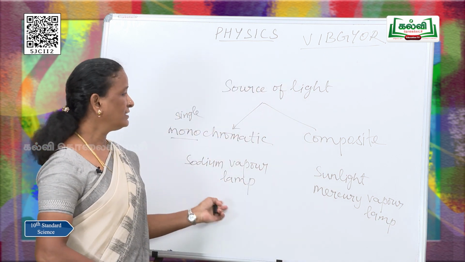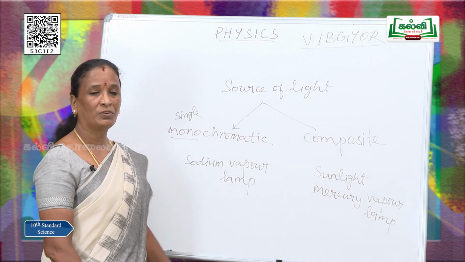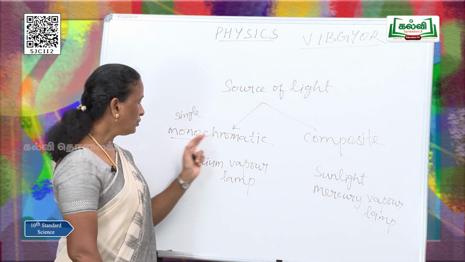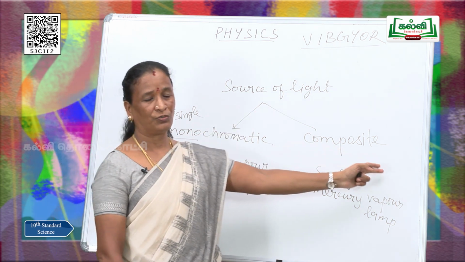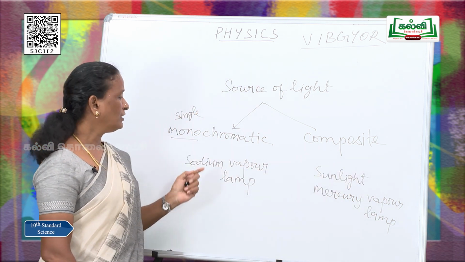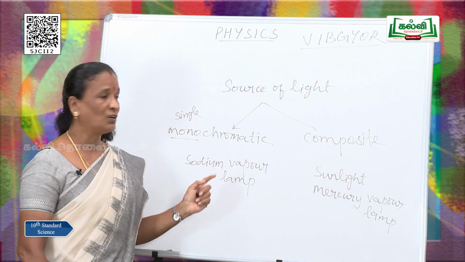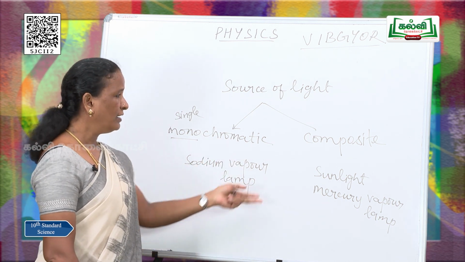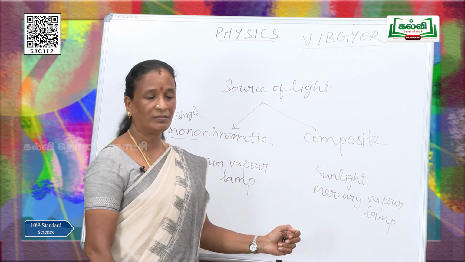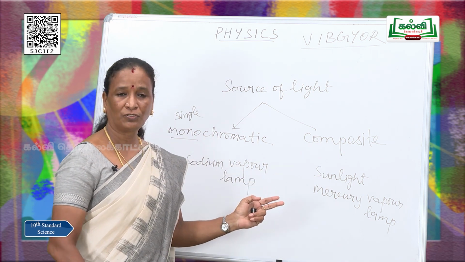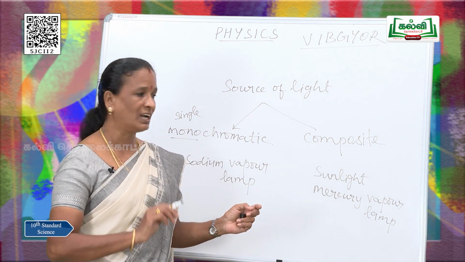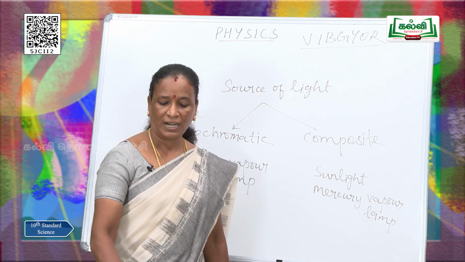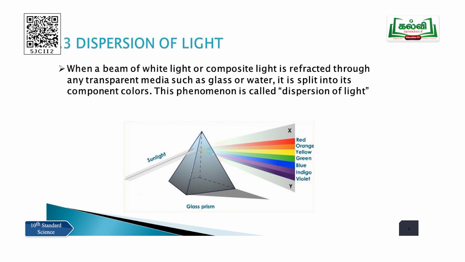If you understand this, we will enter the part dispersion of light. The source of light is classified into two: monochromatic source of light and composite source of light. The source of light that produces a single color is called monochromatic light. An example is the sodium vapor lamp. A composite source of light produces white light having different colors, that is sunlight and mercury vapor lamp.